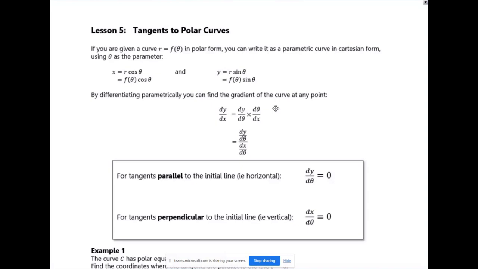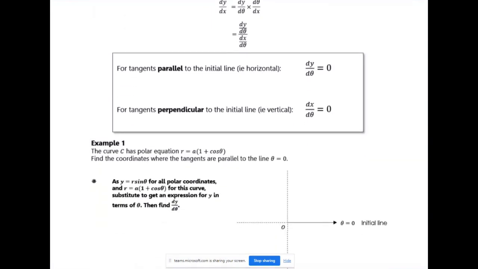So what we'll want to do is, given our polar equation, write it in terms of x and theta and y and theta, which is a bit counterintuitive to what we've been doing in polar curves. But for finding tangents, horizontally and vertically is what we do. If your tangent is parallel to the initial line, it's got a dy by dx of 0. That's when dy by d theta equals 0. And when it's perpendicular to the initial line, when it's vertical, that's when it's got an infinite gradient, when the bottom of this fraction is 0, when dx by d theta equals 0.